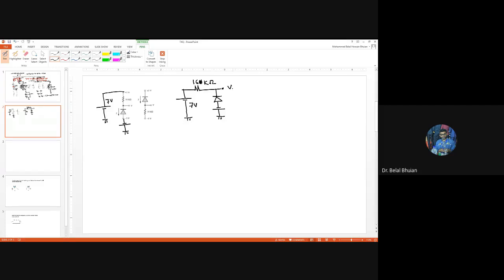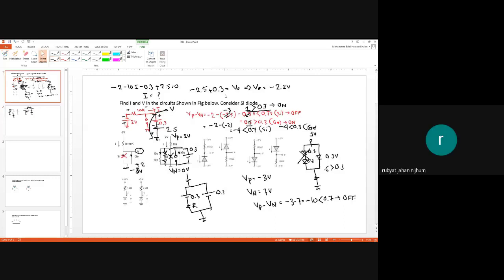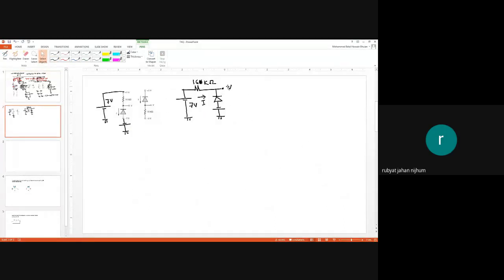So this is our V and this is our I. Then we already found out the conduction state of the diode. Off, reverse biased. So we're going to replace the diode with an open circuit. So it is an open circuit. What is the current? I is equal to what? 0. Then what is the V naught? The question is, what is the V naught?